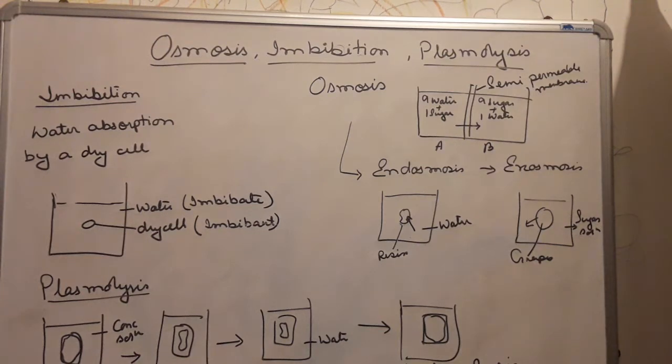Osmosis means the movement of solvent from its higher concentration to its lower concentration through a semi-permeable membrane. Now we know that semi-permeable membrane means the membrane which allows only the movement of solvent, isn't it? Not solutes. So through that membrane the movement of solvent will take place from its higher concentration to lower concentration.